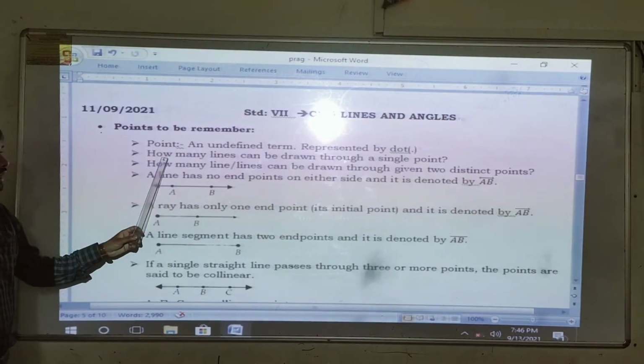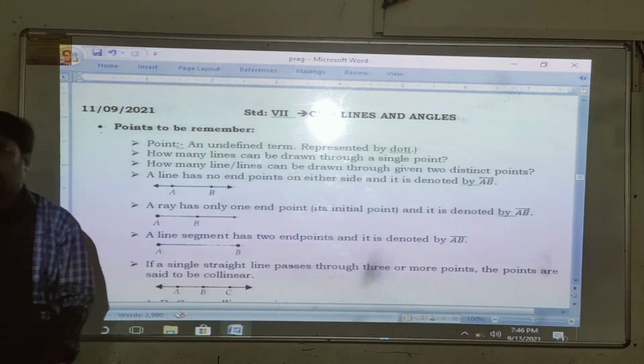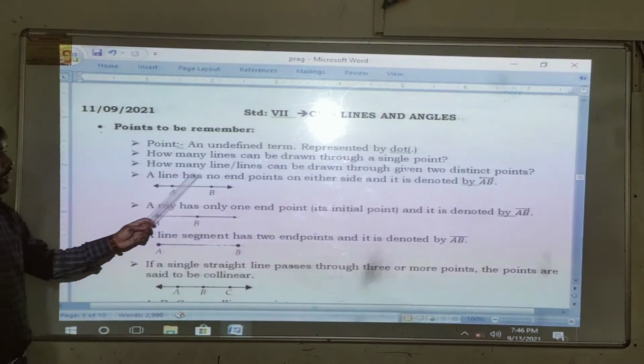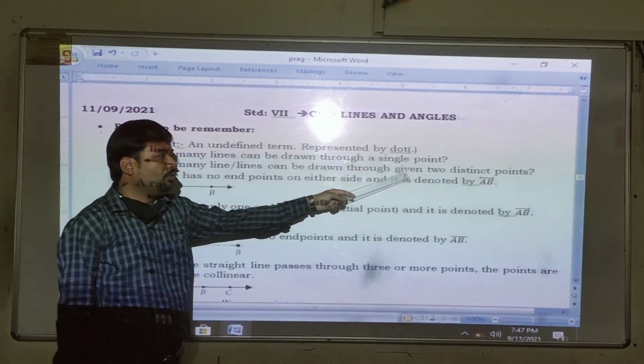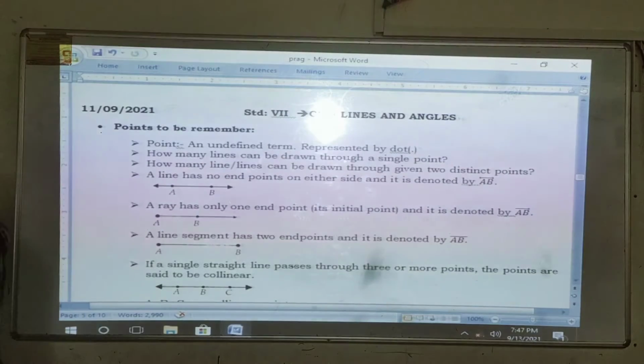Second, that you are very familiar with now. How many lines can be drawn through a single point? Infinite, uncountable. Because a single point is there, so we can draw as many lines as you want, right? Then how many lines can be drawn through two distinct points? Two distinct points. Simple one. Distinct means both the points are different. If it is the same point, again there will be infinitely many lines.